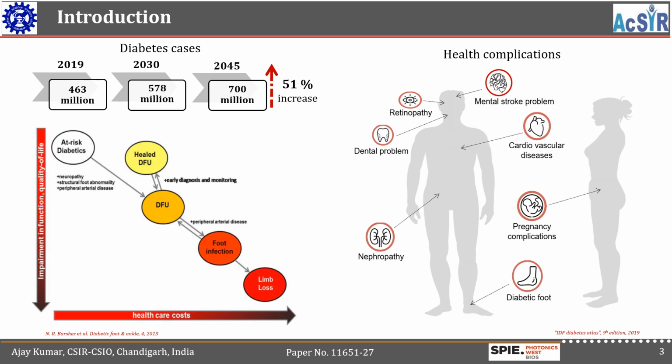Let us consider this healthcare versus quality of life figure. As you can see from this figure, if diabetic foot ulcer is not diagnosed at an early stage, then this results in foot infection, which leads to lower limb amputation. So this will increase the healthcare cost and decrease the quality of life.